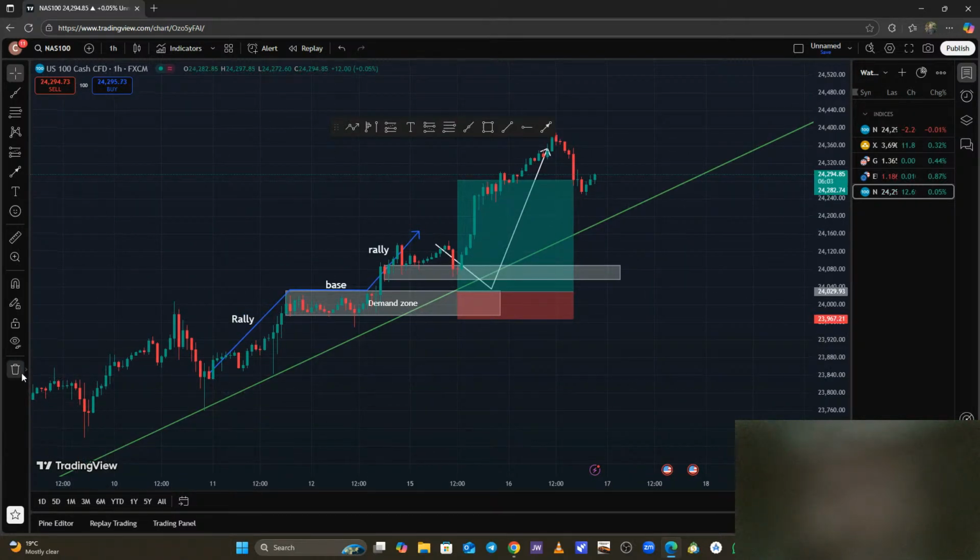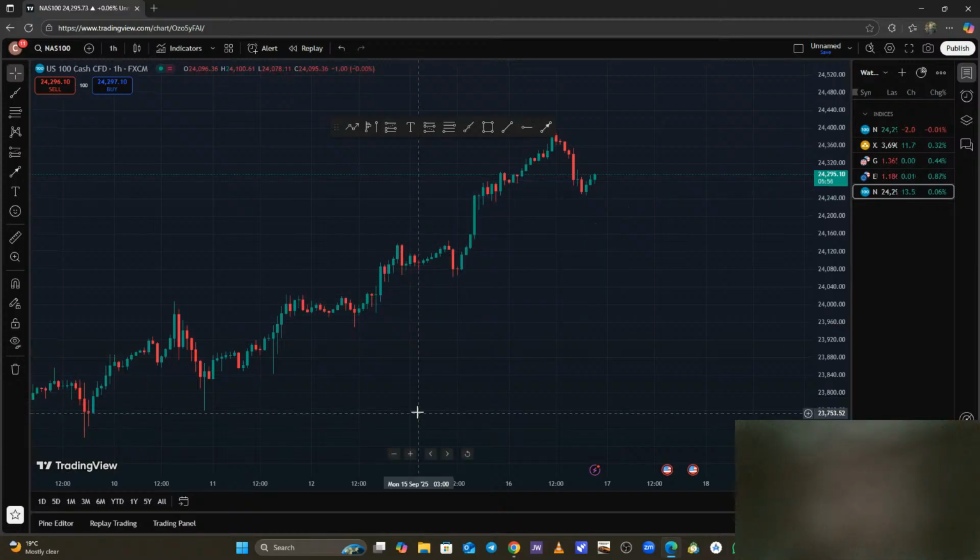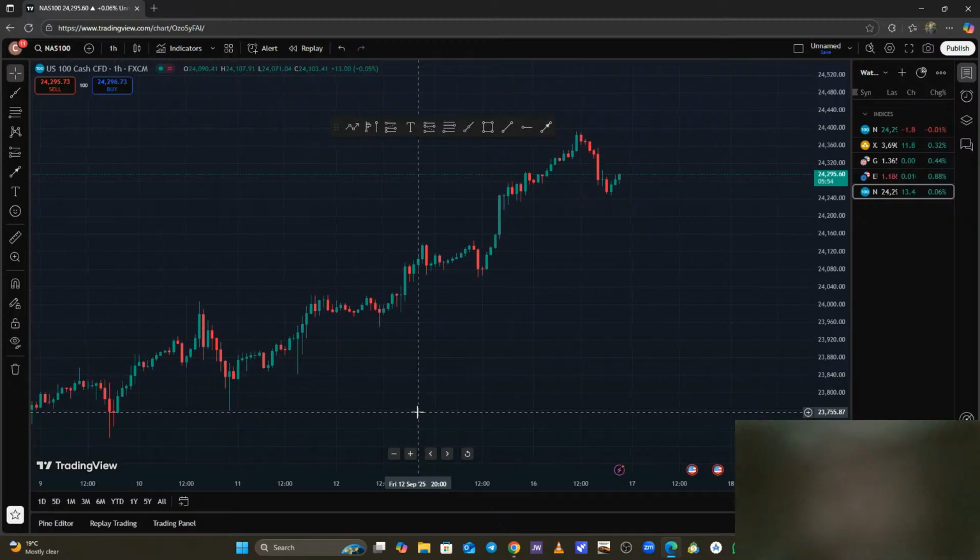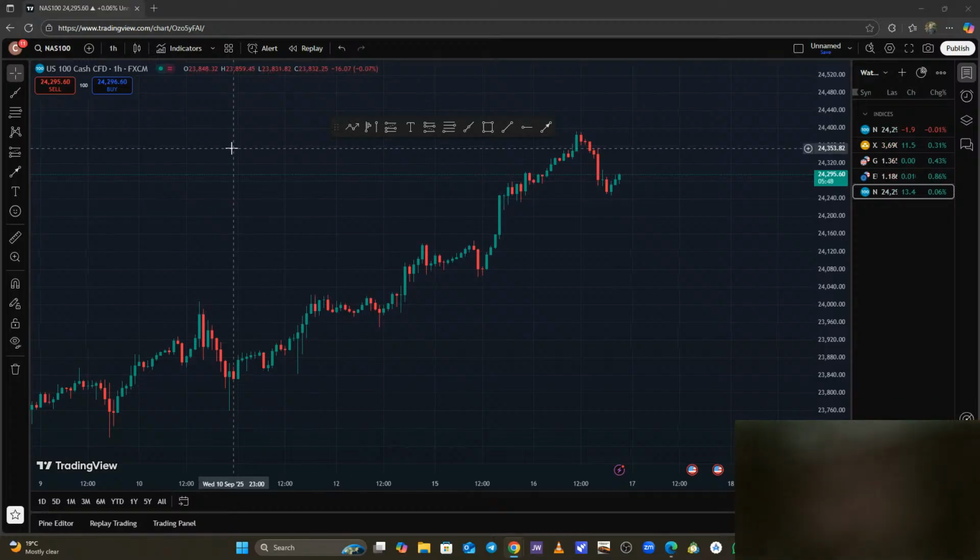So delete all drawing. Yeah, so I've just deleted all the drawings. So this is on the 1 hour time frame. So I'll go to the 4 hours time frame. So this is on NAS 100. So I'll go to the 4 hours time frame.